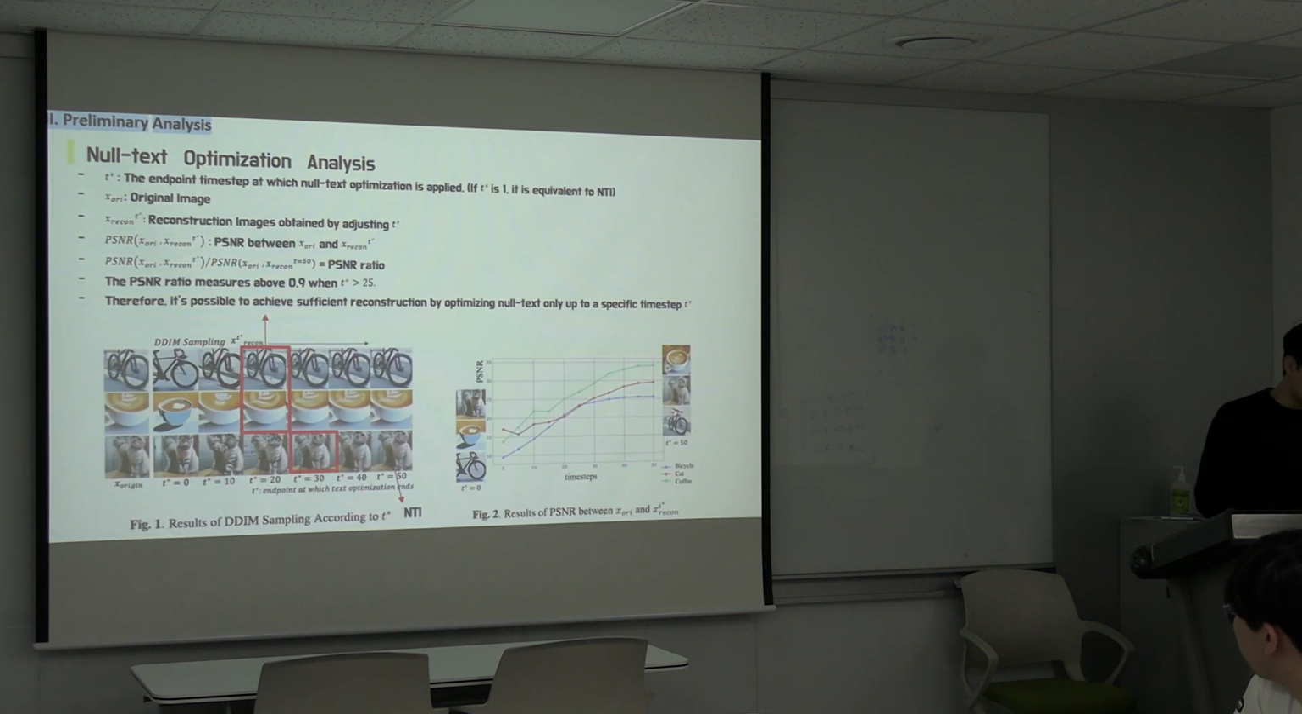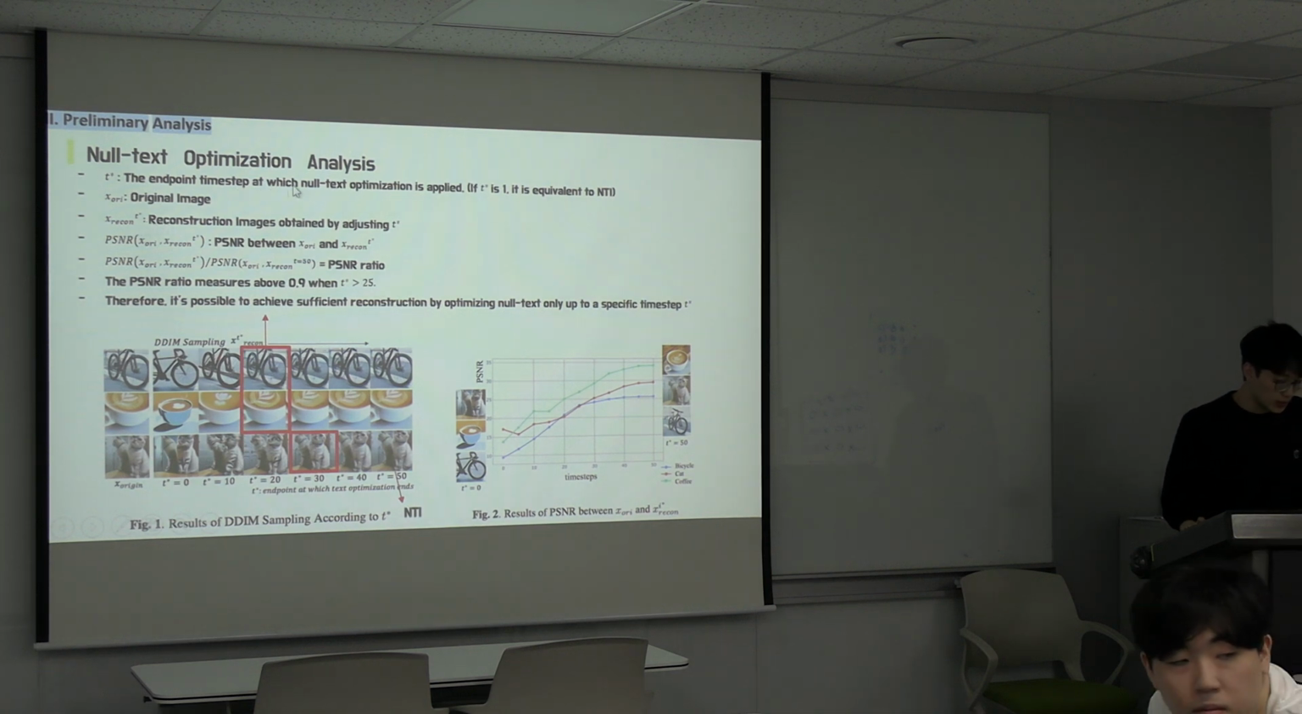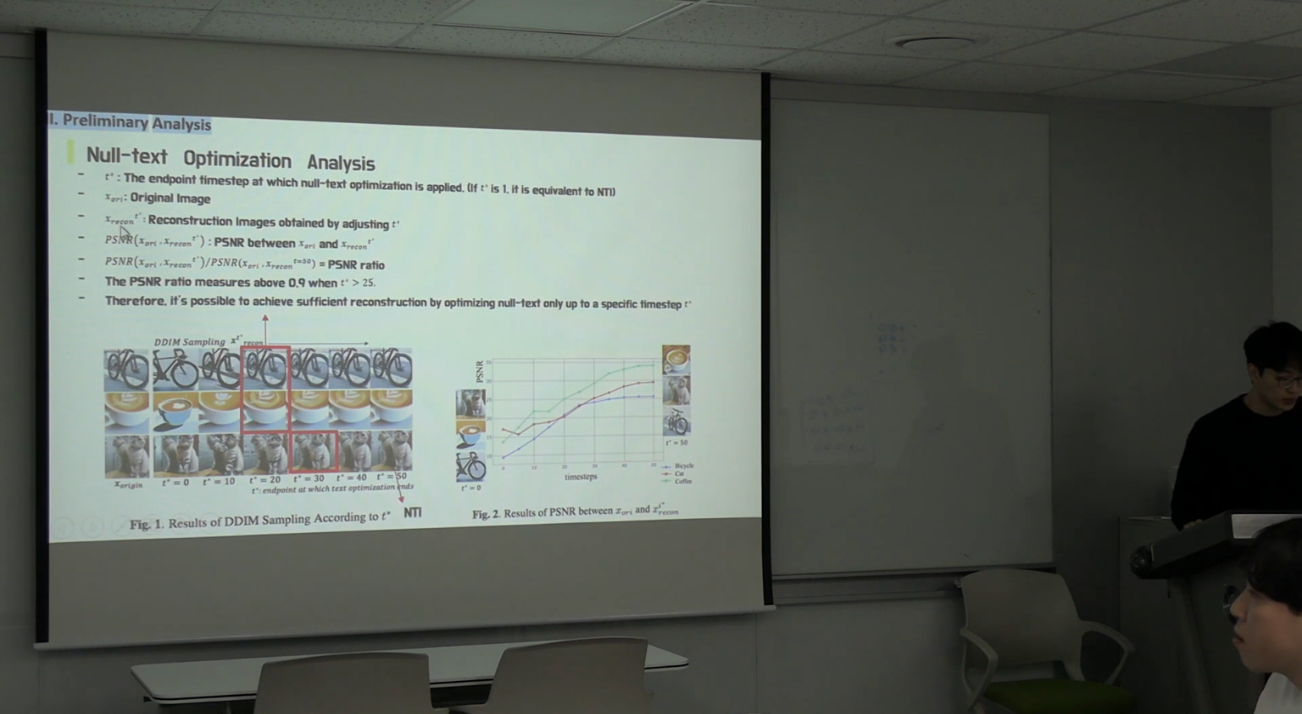And we define the following notation. The first one is t star. T star is the endpoint time step at which null text optimization is applied. If this value is set to 1, then it is equivalent to the null text inversion method. X origin refers to the original image, and X recon means the reconstruction images obtained by adjusting t star. And we also measure the PSNR metric between the original image and the reconstruction image.